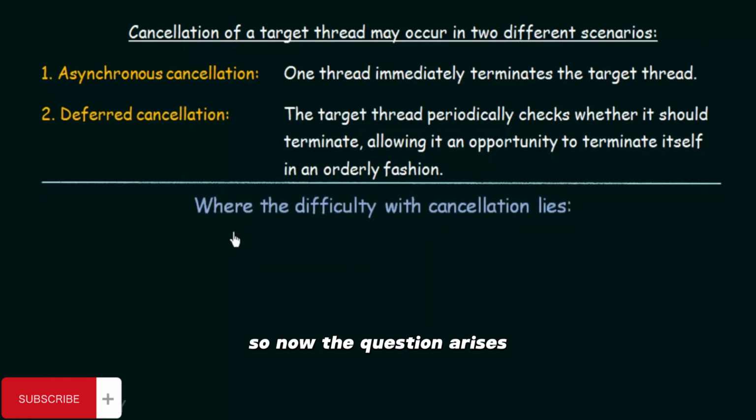So now the question arises where the difficulty with cancellation lies. We have discussed thread cancellation, and we have seen the different scenarios in which a thread can be canceled. But the question is, where is the difficulty with cancellation? What is the problem or issue that we face with thread cancellation? So let's take a look into that.